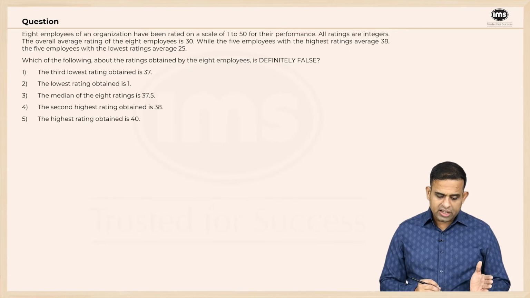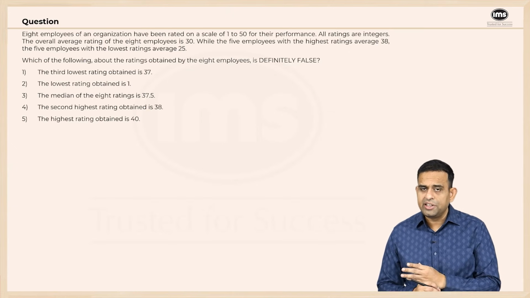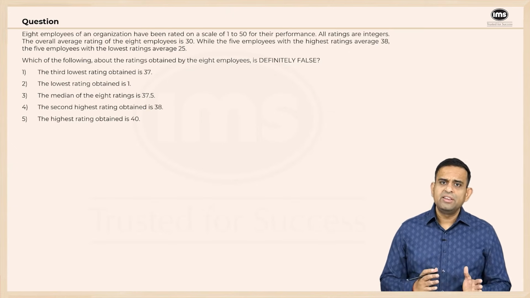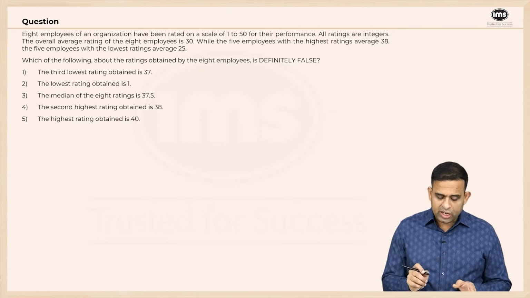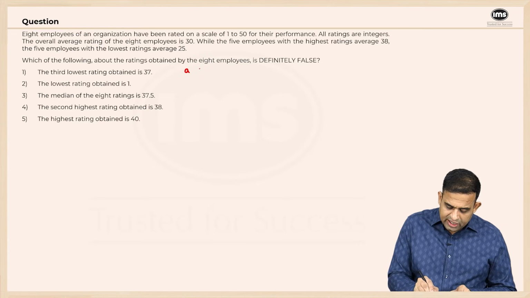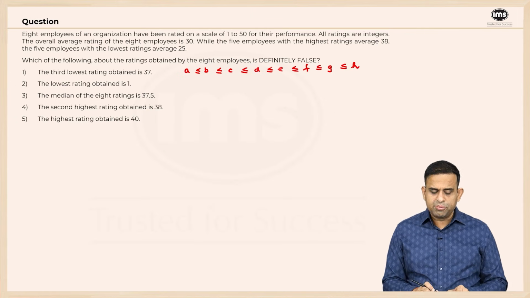Suppose I say these are the 8 employees and the ratings are, let's say, A, B, C up to H, for example, in ascending order. Again, note they have not told us that they are distinct ratings. So I will take the scenario where I say A less than or equal to B less than or equal to C, something of this kind, because they have not used the condition in this particular manner.